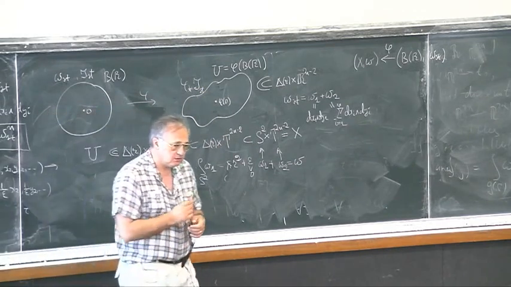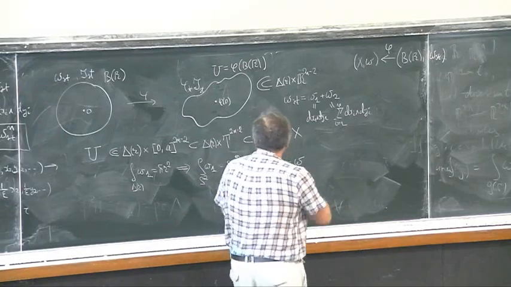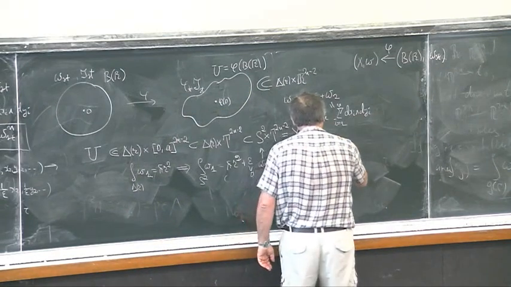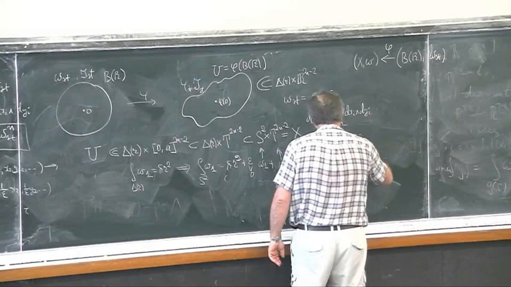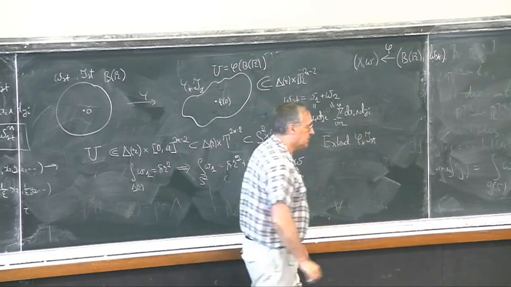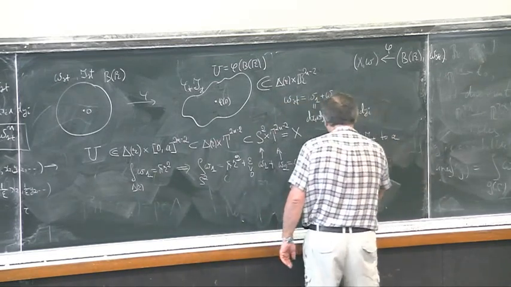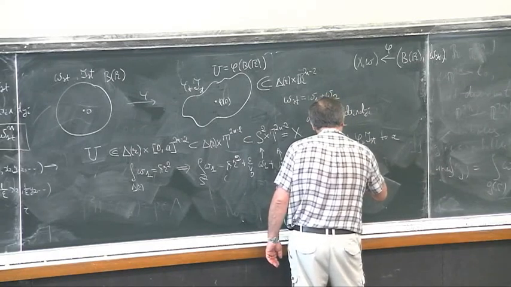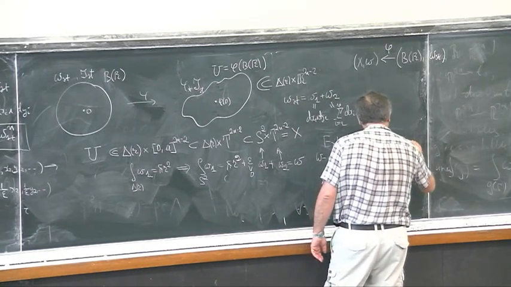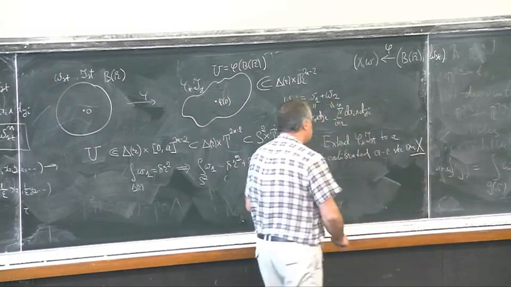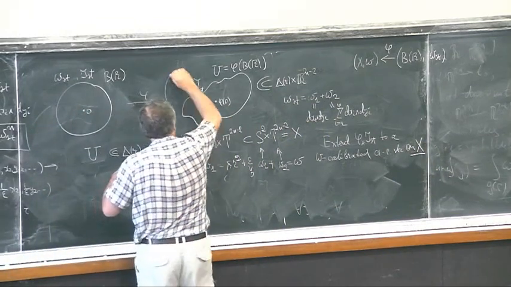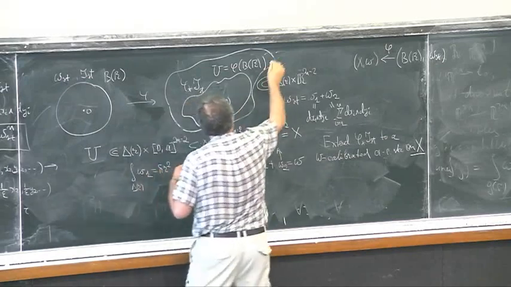By proposition 1 of my previous lecture, after shrinking a little bit, which I don't care about, the push forward of our complex structure we can extend to an omega-calibrated almost complex structure on the whole manifold X. So we extend this thing to a compact manifold X.